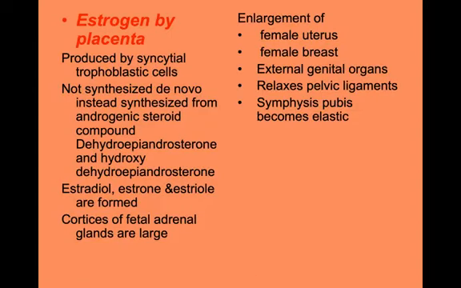Another hormone is estrogen. It is also produced by the syncytial trophoblastic cells, though it is not synthesized in ovarian cells. It is synthesized from androgenic steroid compounds, which are dehydroepiandrosterone and hydroxydehydroepiandrosterone, and it forms estradiol, estrone and estriol. Now, what are its functions? It causes the enlargement of the female uterus, breast and external genital organs, and it relaxes the pelvic ligaments, and the pubic symphysis becomes elastic, which will basically help during labor and delivery of the baby.